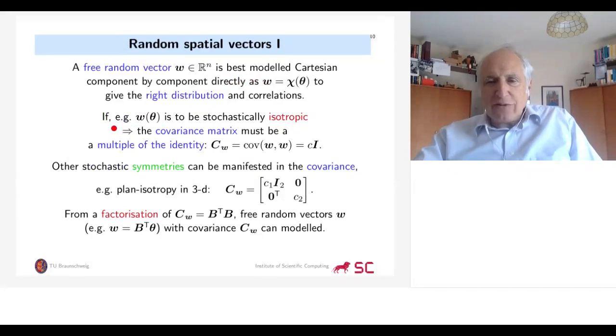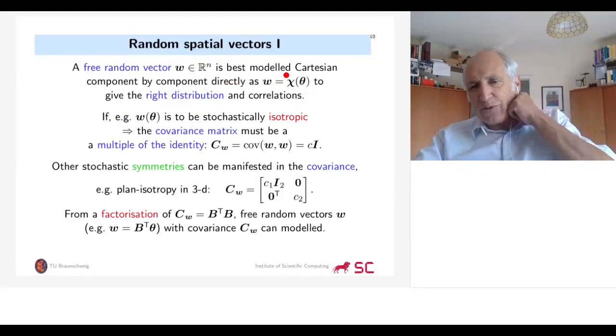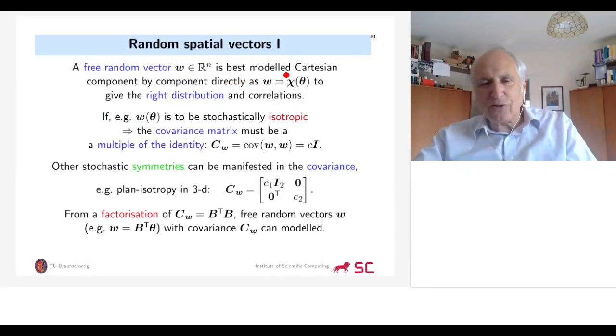Then now let's look at vectors. These were just simple numbers. Now a free random vector is best modeled by its Cartesian coordinates, because they are already orthogonal. And we saw that the Gaussians are, so we model component by component with a transformation like this. Well, this will give it the right distribution, but it's still completely free.